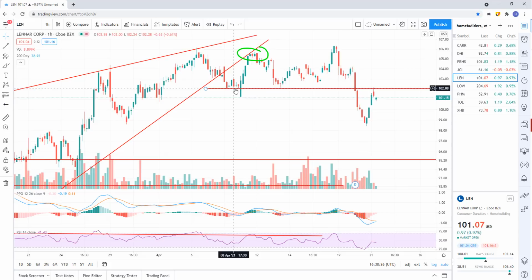Today, I've got this line marked out here at about 102.08. That was former support right in here.